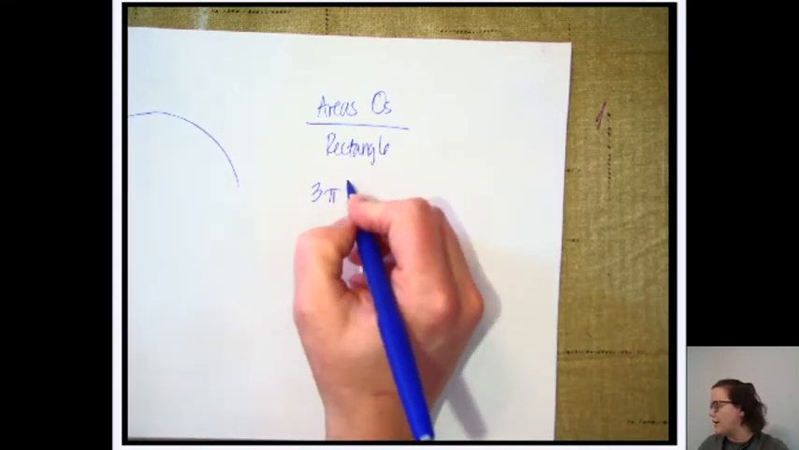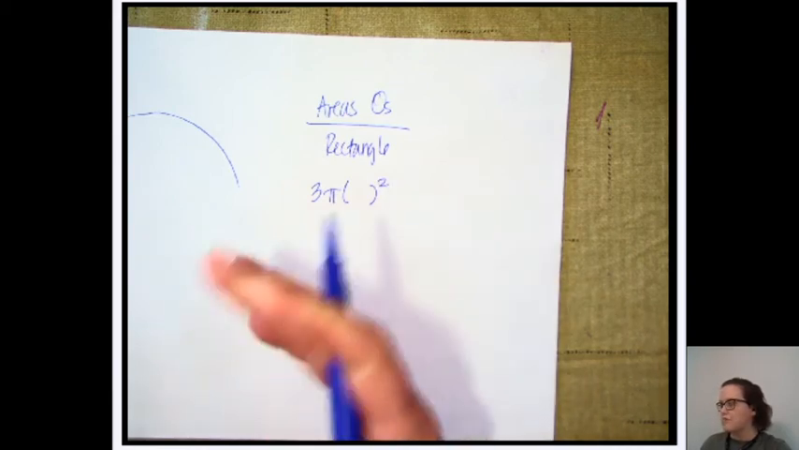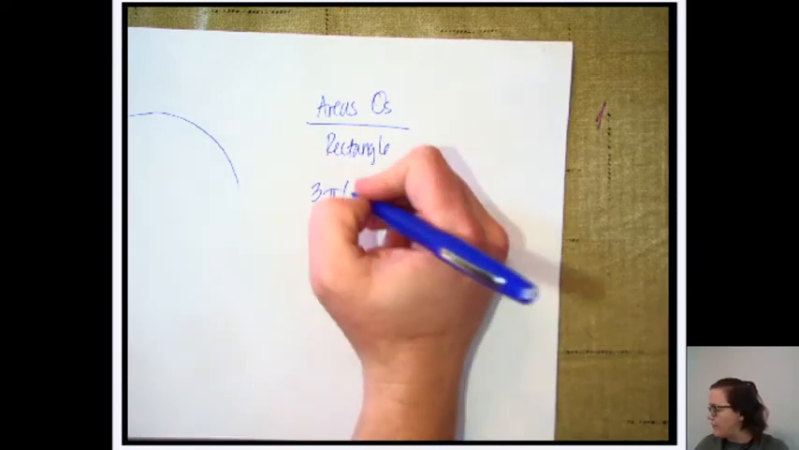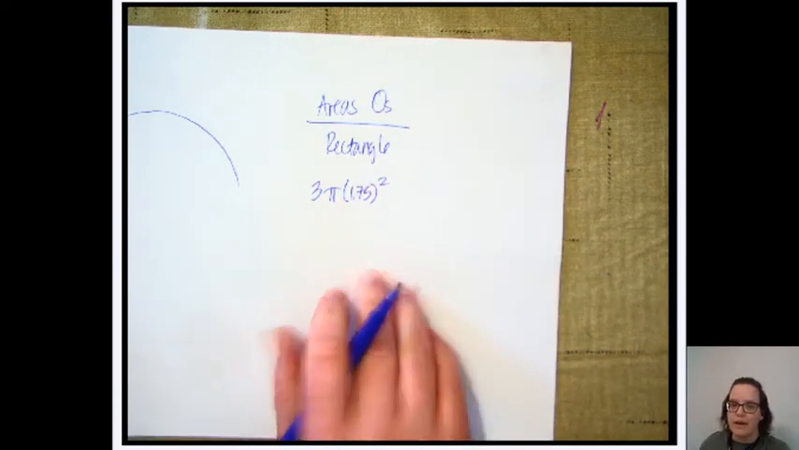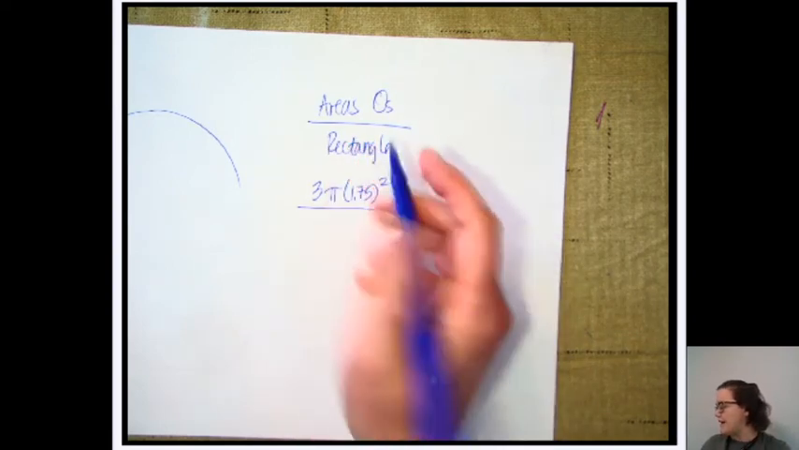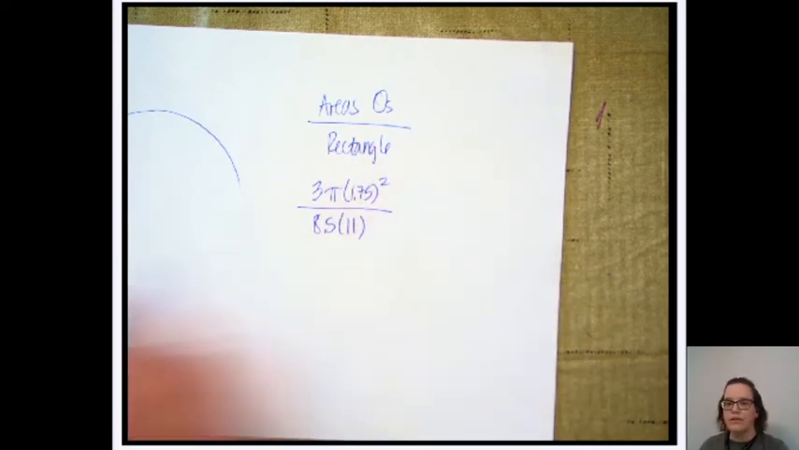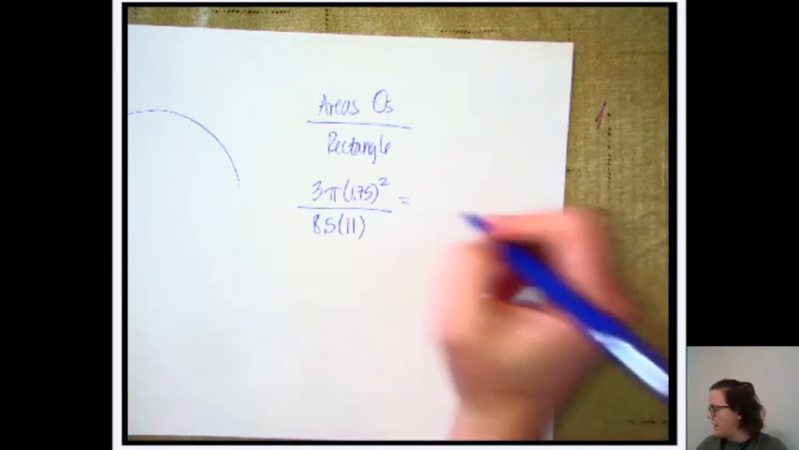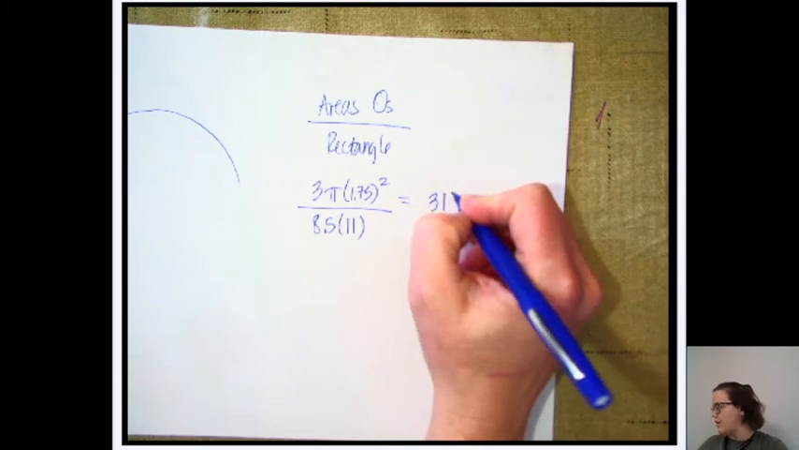Okay, so I have 3 times pi r squared, and I measured my circles, and their diameter was 3.5. And so if I cut 3.5 in half, I get 1.75. Okay. And so I'm going to have 3 pi r squared. And then this is an 8.5 by 11 rectangle. And so this is how I find my geometric probability. So I take 3 times 3.14 times 1.75 squared, and I divide that by 8.5 times 11. Okay, so I get approximately 31%.